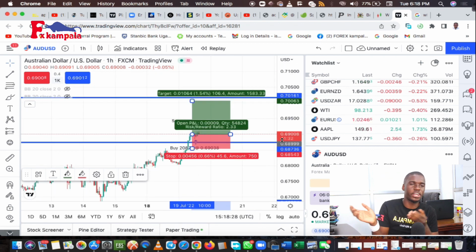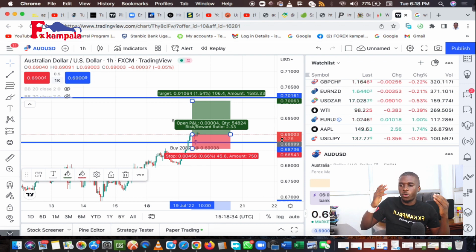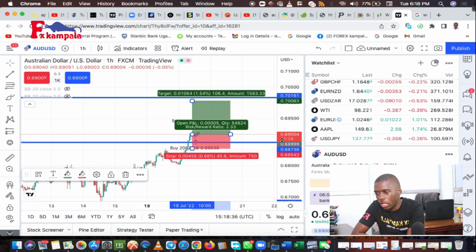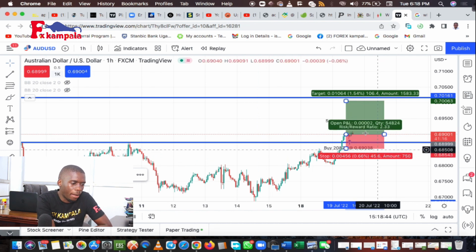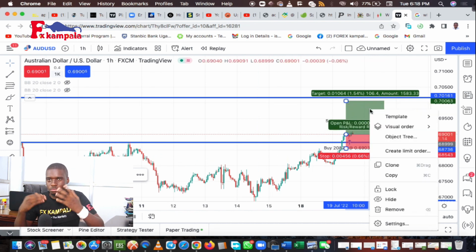Then of course, after creating an account, or connecting your paper account, it means that now you can execute an order. So let me make this a bit bigger by removing the watch list, such that we can have a clear view of the chart. So when I come here, after getting the paper account, I can execute an order.